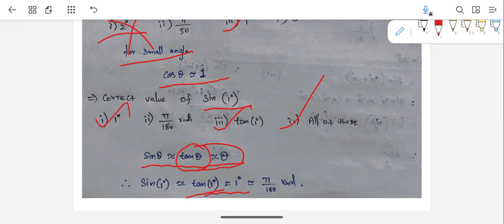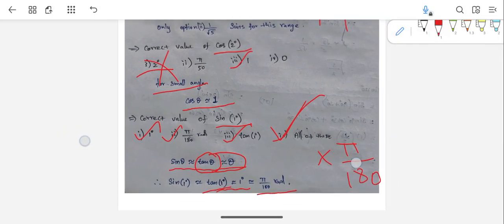And again, in the first class, I taught you how to convert degrees into radians. So 1 degree you can convert into radians by multiplying with pi by 180. So 1 into pi by 180 means pi by 180 radians only. So that's why this is also correct. So the answer is all of these. I hope everyone has got it right.